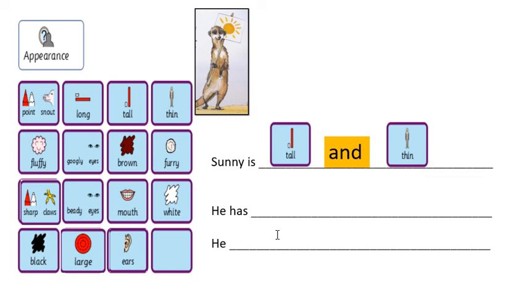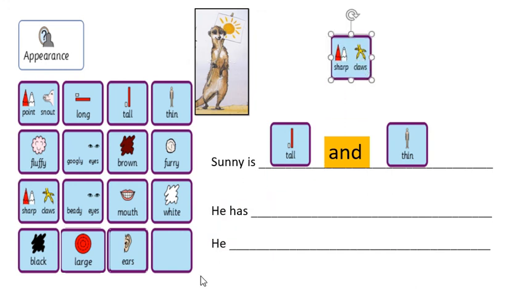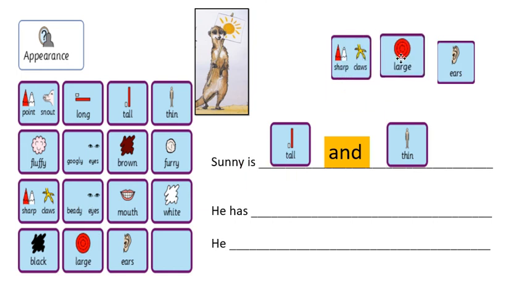How about if I say, I want to use the word sharp claws. I might use the word sharp claws in my sentence, and I want to talk about his ears, and I can say that his ears are large. Let me see if I can use those words in this sentence.